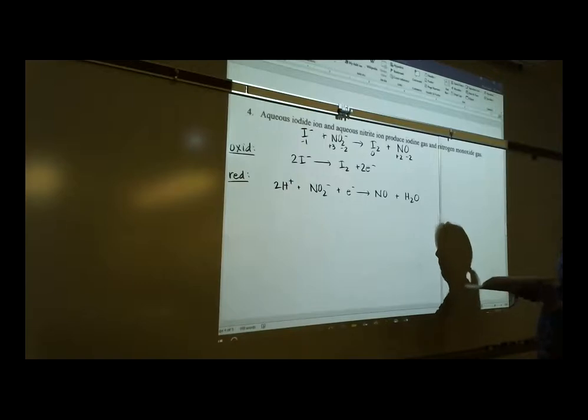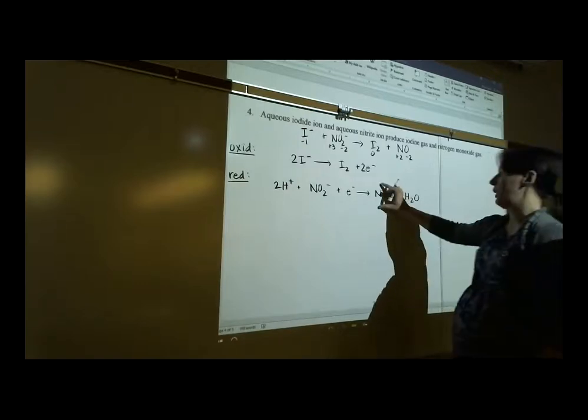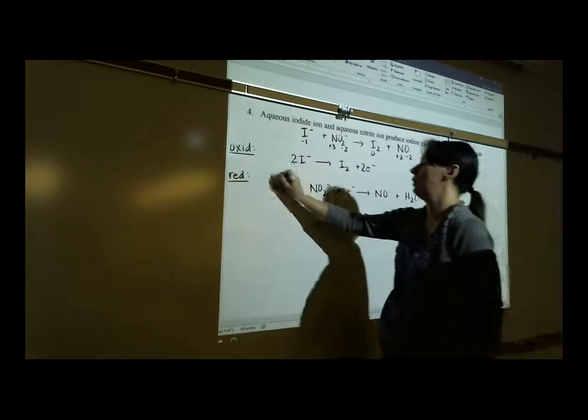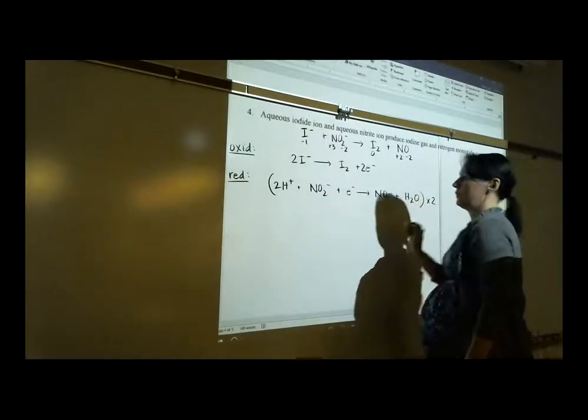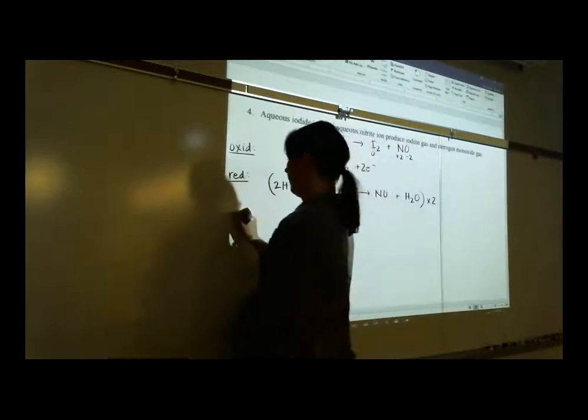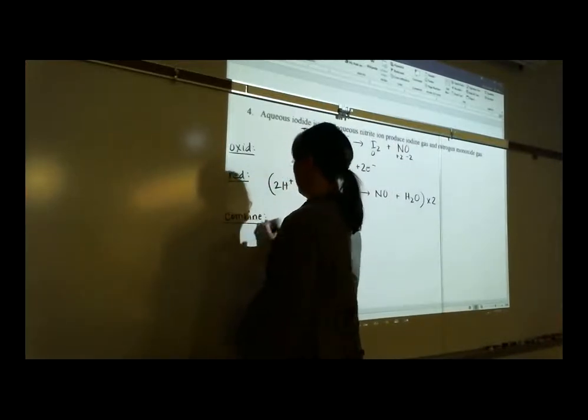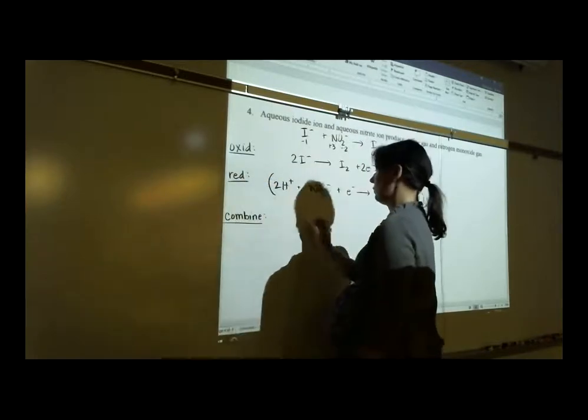So I'm ready to add them together. Multiplying this one by 2, right, because this is 1 electron, this is 2. So let's combine them. Just going to rewrite this for simplicity's sake.